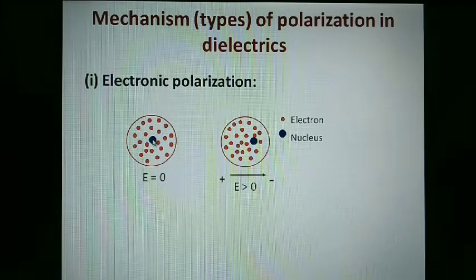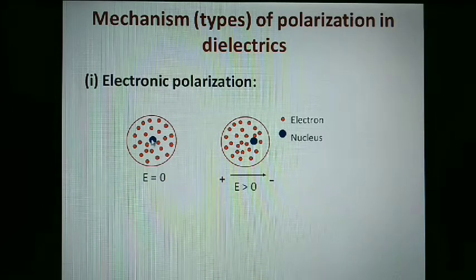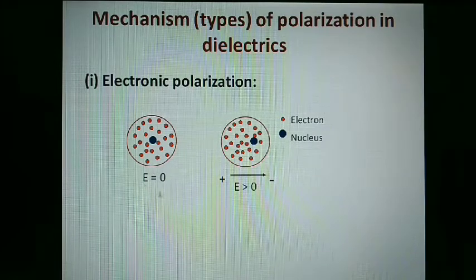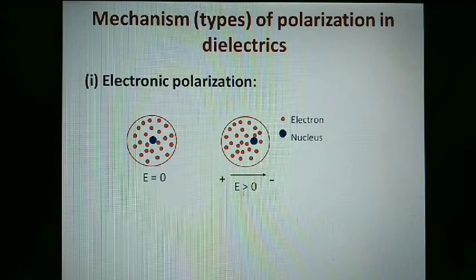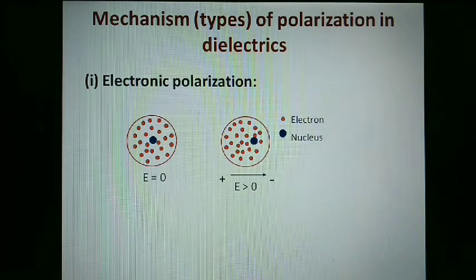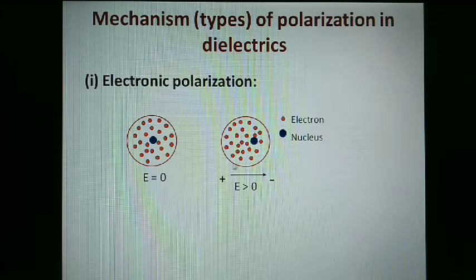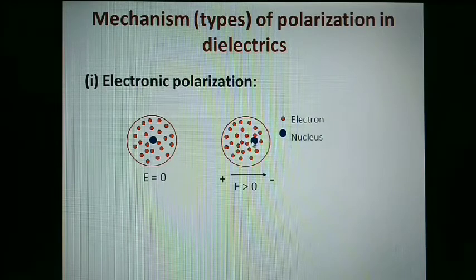The center of the charges of these negative electrons and the center of the nucleus coincide in the absence of the electric field. Whereas when an electric field is applied, that is when E is greater than 0, if this is the positive end of the electric field, then the negatively charged electrons obviously shift towards this positive side and the nucleus towards the negative side. So within the atom itself there is a slight displacement of the nucleus and the electrons.